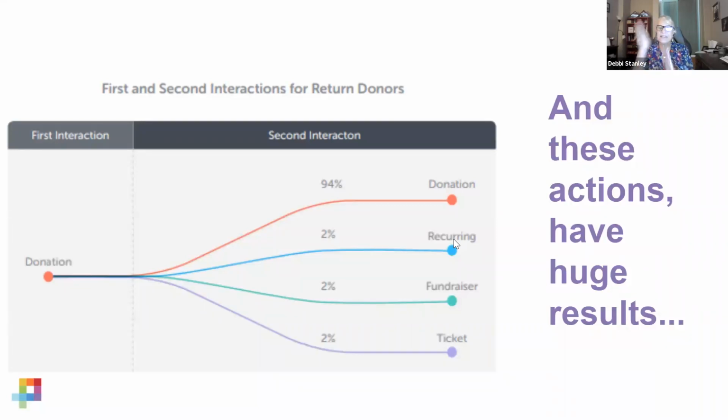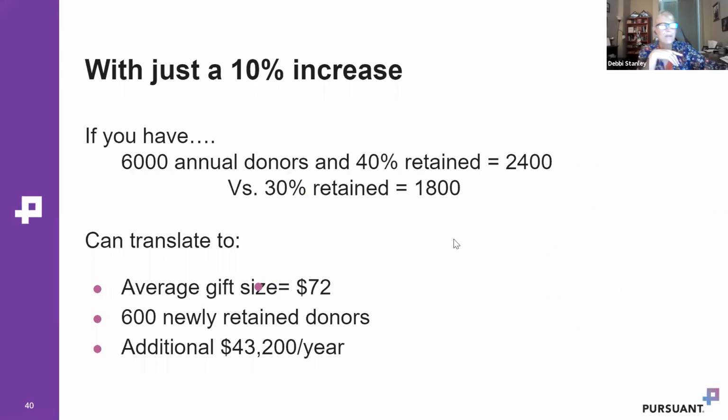When you get that second donation, you see them convert to recurring donors. You see them convert to fundraisers. You see them convert to ticket buyers. If you get that first donation, there's a whole new journey that you can take them on. So as I said at the very beginning, the math matters.